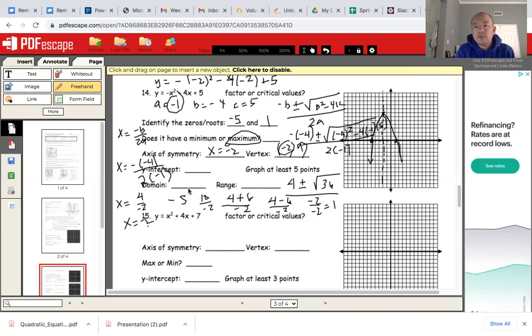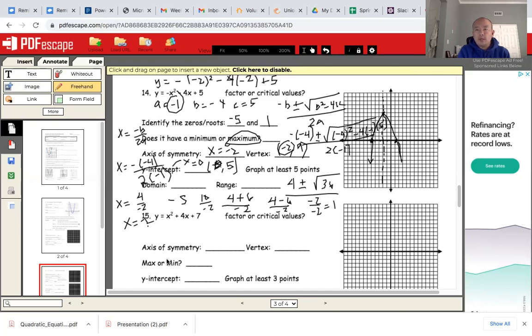All right. What's the y-intercept? The y-intercept is where the line hits the y-axis. It looks like it hits the y-axis around the 5. But to find the y-intercept, you have to make x equal to 0. You plug in 0 for x in this equation: 0 squared minus 4 times 0, that's 0, plus 5. So the y-intercept would be 0, 5.